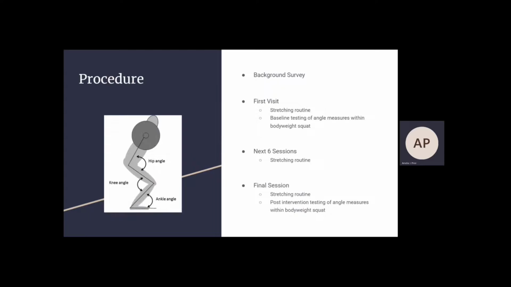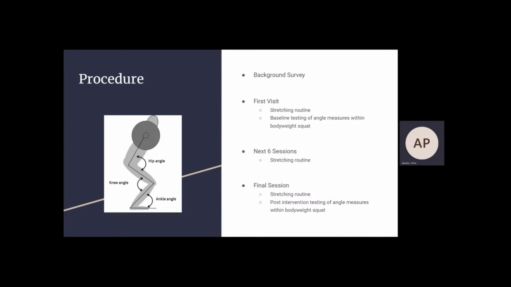As for the procedure, before being assigned to a group, participants will complete a background survey to evaluate some of the extraneous variables I mentioned before, as well as collecting some demographic information. Once a participant has been determined to be eligible and they are assigned to either the dynamic stretching group or the static stretching group, they will arrive at the Alma College Human Performance Lab.